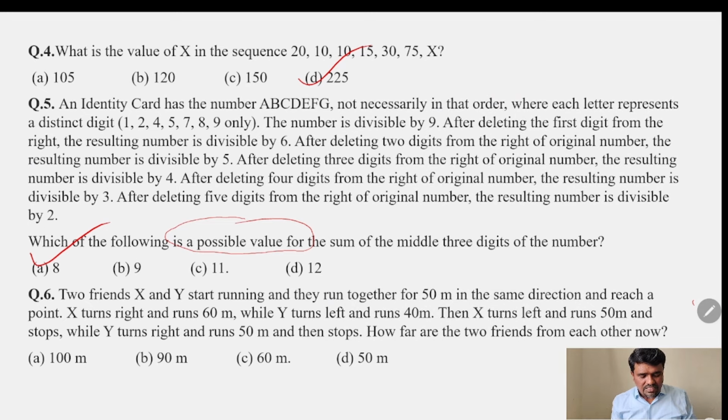Two friends X and Y start running and they run together for 50 meters in the same direction and reach a point. X turns right and runs 60 meters while Y turns left and runs 40 meters. Then X turns left and runs 50 meters and stops, while Y turns right again and runs 50 meters and then stops. How far are the two friends from each other now?